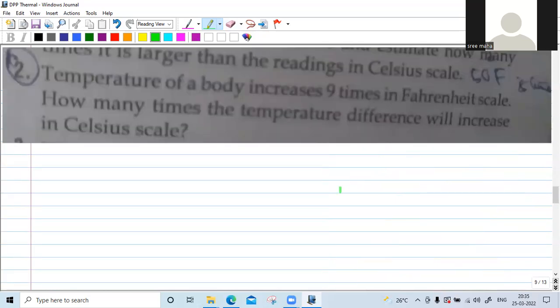Okay. This one: the temperature of a body increases 9 times in time, how many times is the temperature difference increase in Celsius? Okay, this is also a trivial thing. You are not applying basic concepts. What is the relation between Fahrenheit and Celsius? (F minus 32) by 9 equal to C by 5. Same, right? Yes, sir. Okay, so if you put F1 corresponding to the first case, similarly F2. So 9 by 5 C, sir. Okay.